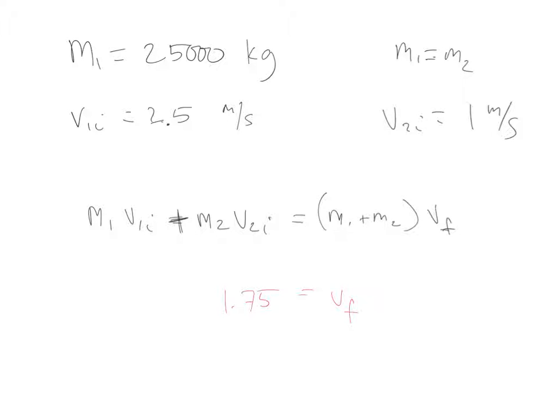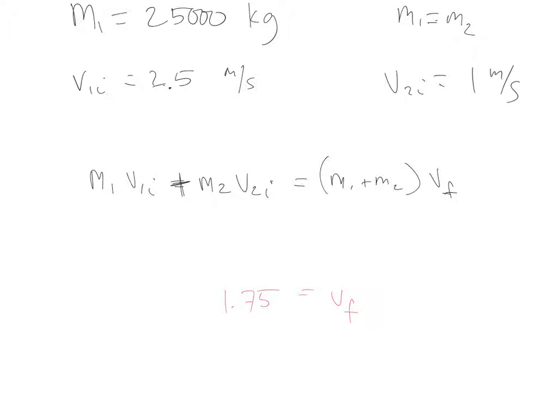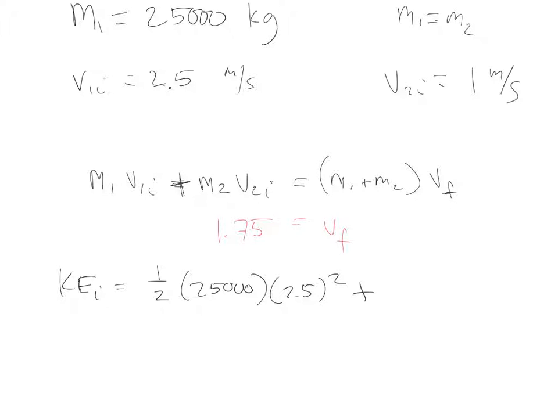Part B of this, as Nick mentioned earlier, said find the decrease in the kinetic energy in the system. So before the collision occurs, we've got kinetic energy from both objects. The first one has a mass of 25,000 and a velocity of 2.5. That's the kinetic energy for the first object before the collision. What's the kinetic energy of the second? Well, it's the same thing, just different values. The masses happen to be the same. The velocity is now 1.